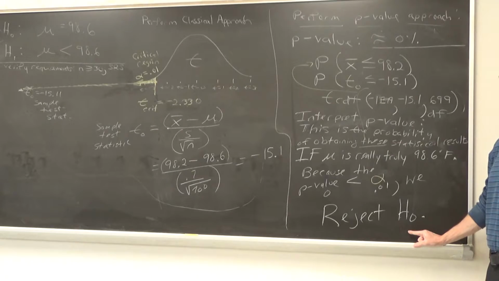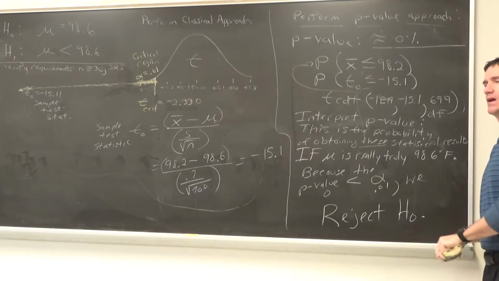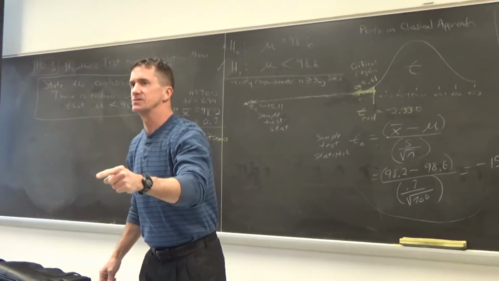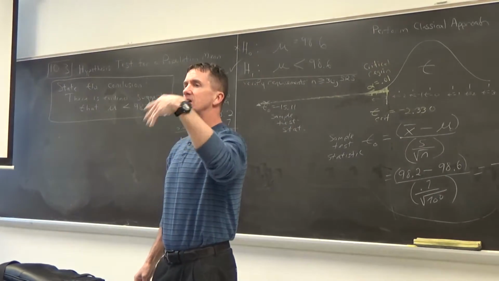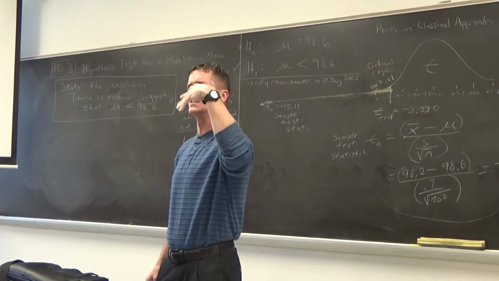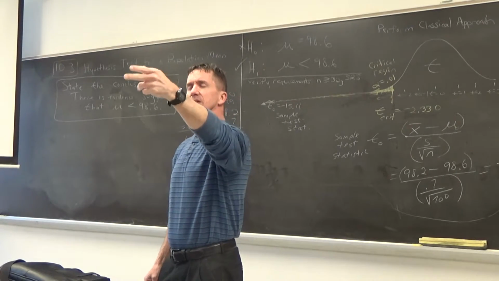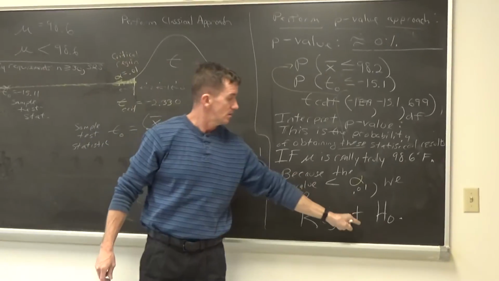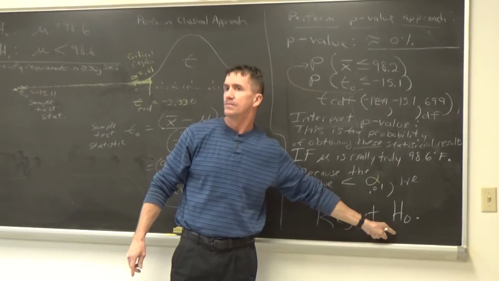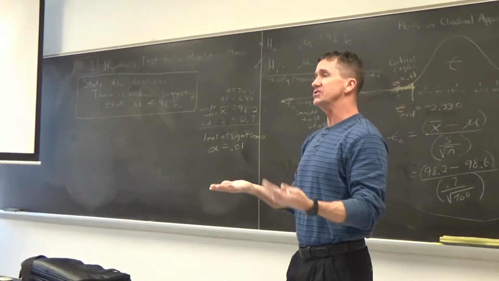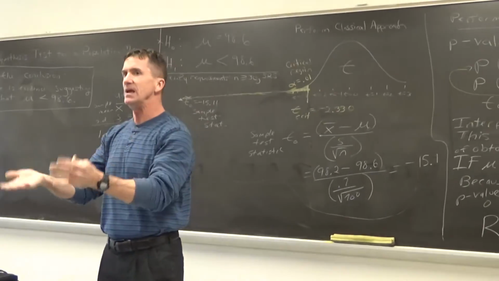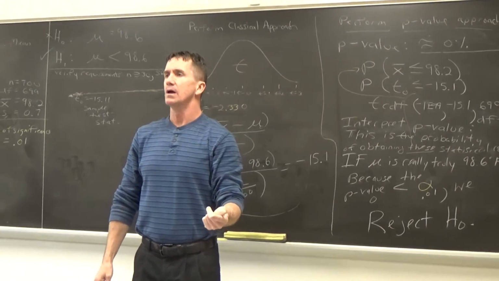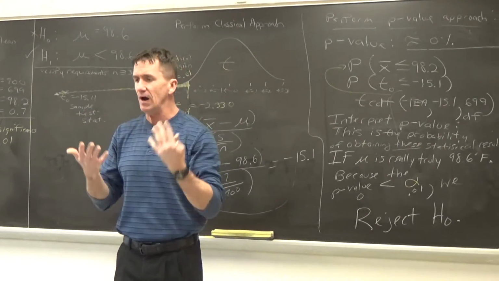Or if you want to say it, we reject ho. I know it sounds funny, you know why I say ho sometimes? It helps students remember this. Because you can get confused, you get a test, you go, oh my gosh, I'm getting confused. Well, how about this phrase? If your p-value is low, reject the ho. It may help you remember this, right? If your p-value is low, what are we going to do? Reject the ho.